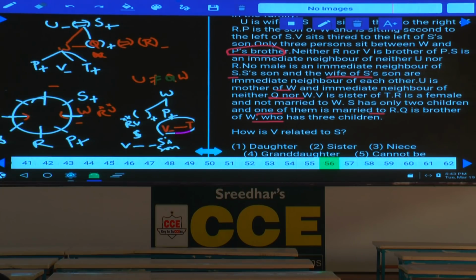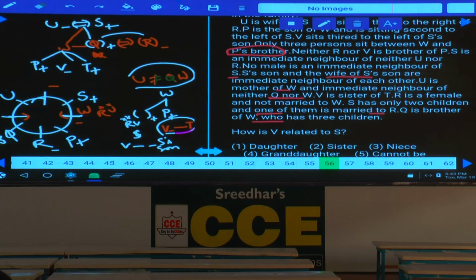And U is neither adjacent to Q nor W. And next one. R and S's son and his wife are adjacent to each other. S's son is Q and Q's wife is R. Q and R are adjacent, R is a female and Q must be here. If Q is here, U must be here. Why? Because U is not adjacent to either Q or W.